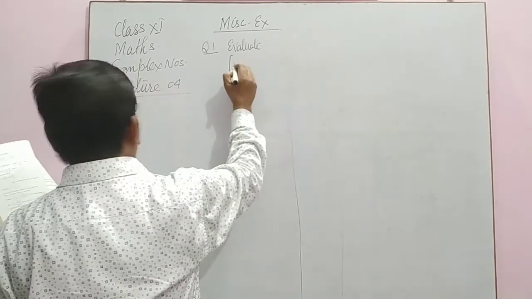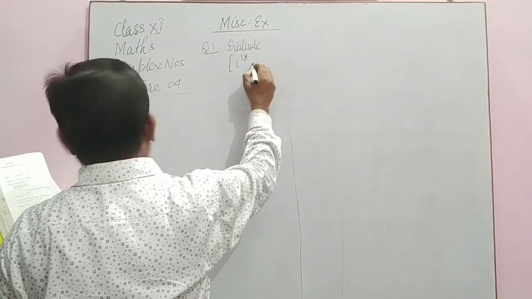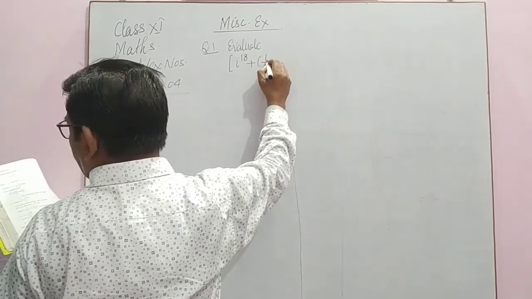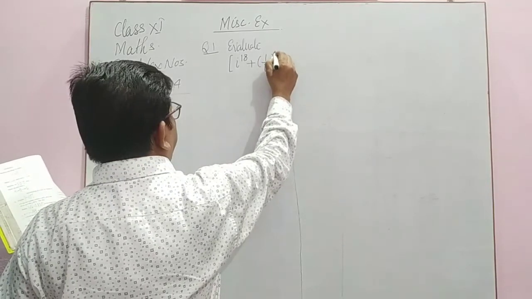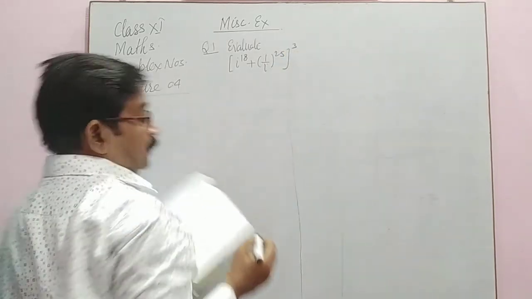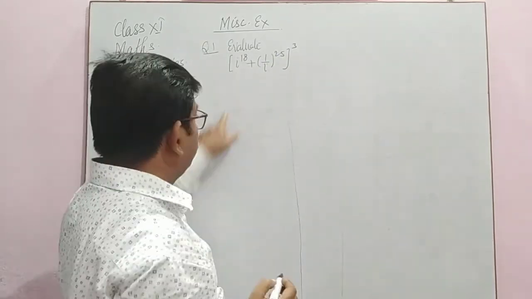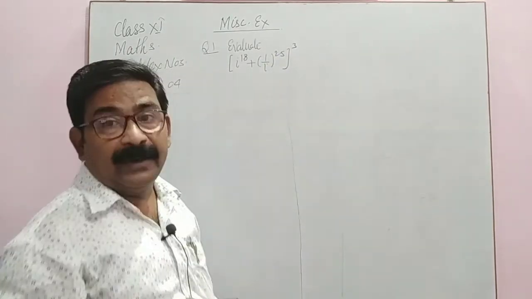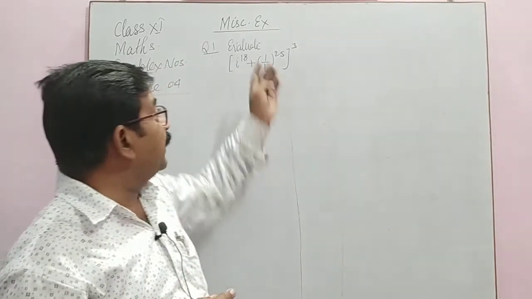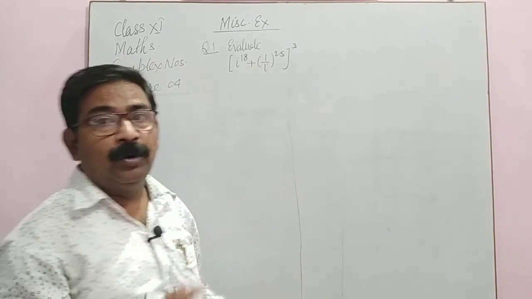I to the power 18 plus 1 upon I to the power 25, whole to the power 3. See, first we will simplify the bracket. I to the power 18, you know that I square is equal to minus 1, I to the power 4 is equal to plus 1. So if the exponent is more than 4, we can convert this into power 4.